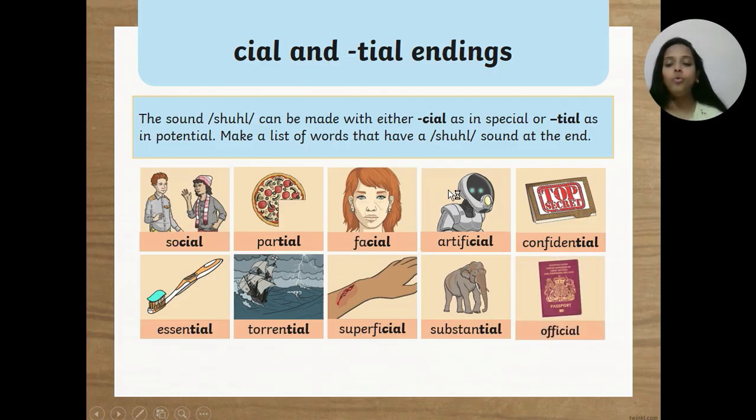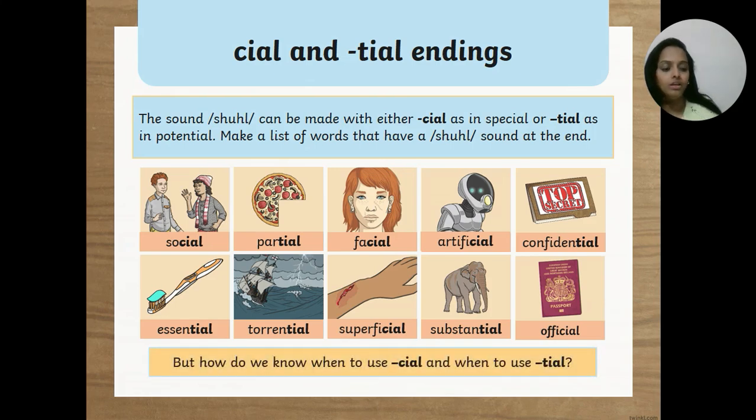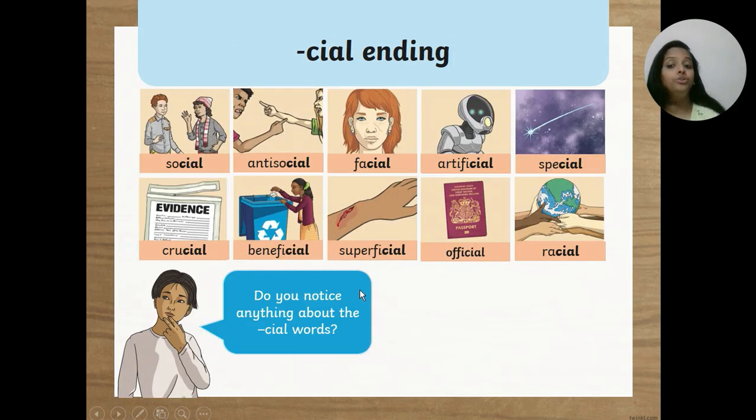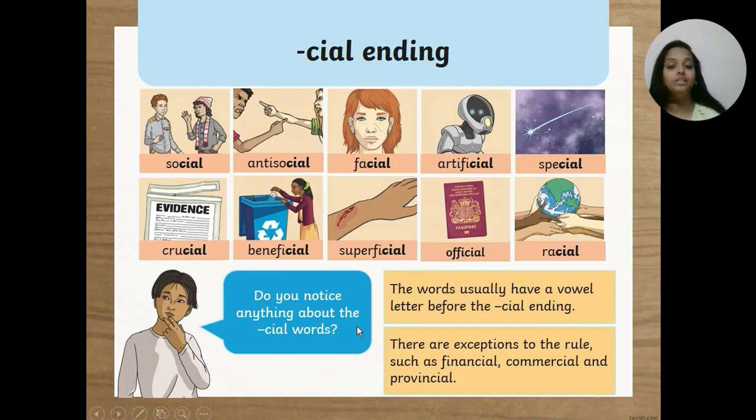If you see here, all the words end with the same sound, "shul", but some of them have the suffix CIAL and some have the suffix TIAL. So how do we know when to use CIAL and when to use TIAL? For the CIAL ending, if you notice, it comes after a vowel. The letter just before the CIAL is a vowel. So O here, here also O, here it's A, a vowel, and here I, here E, here I, here I, here U, here I, and here A. If you notice it properly, the words usually have a vowel letter before the CIAL ending.